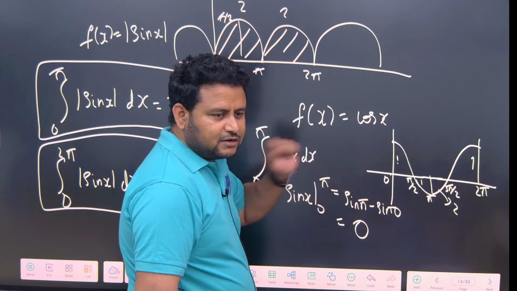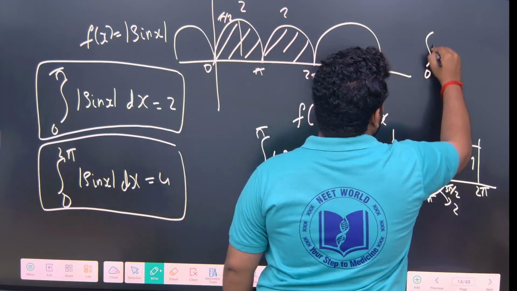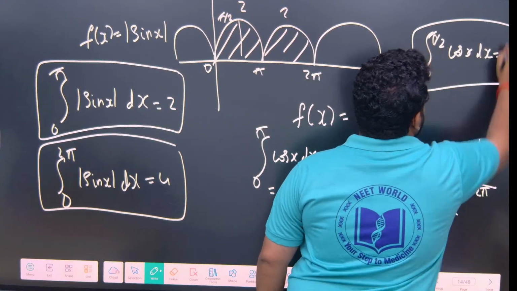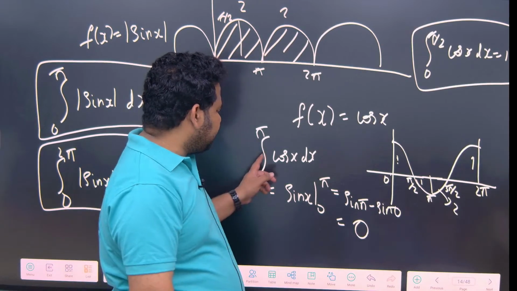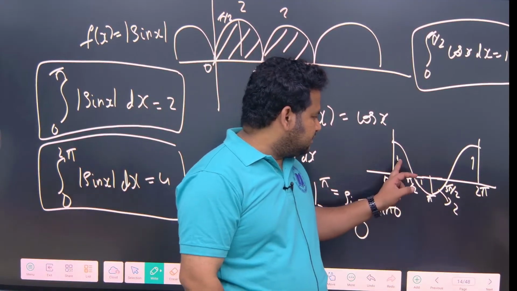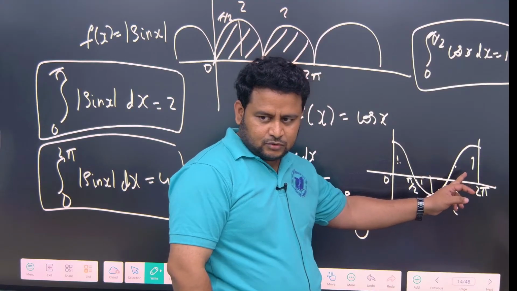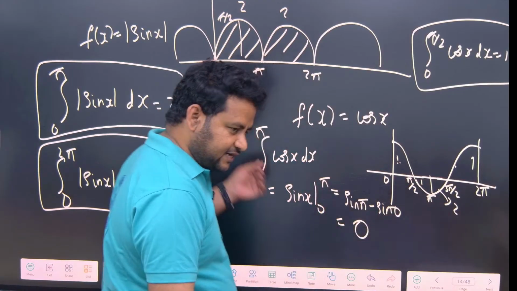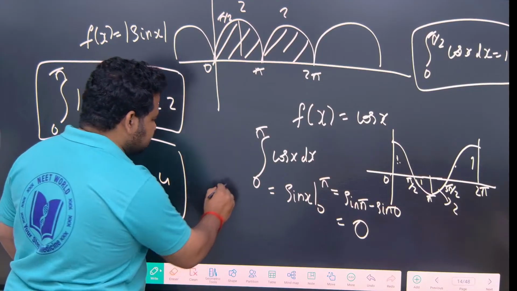Now, 0 to pi by 2 is 1. So you have to make a note of it. The integral of cos x dx from 0 to pi by 2 is 1, and sin x dx is also 1. But when it comes to 0 to pi, the answer is 0. Now if we talk about 2 pi, this is 1, this is 1, this is 2. This top is a plus value and this is a minus value, so plus 2 minus 2, the answer is 0. So whether it is 0 to pi or 0 to 2 pi, when it comes to cos x, the answer is 0.